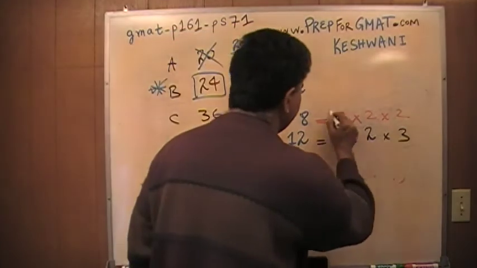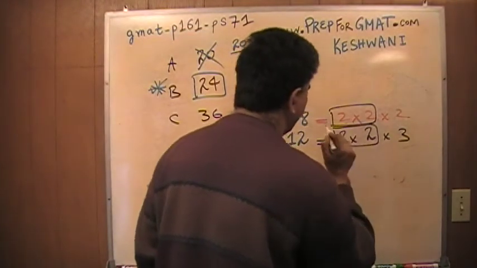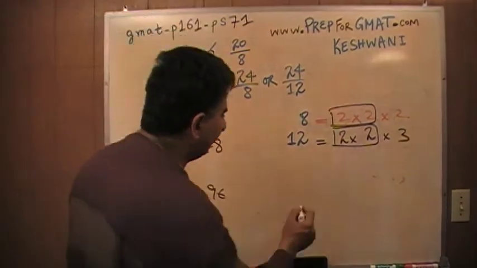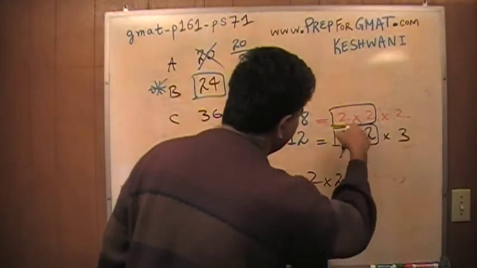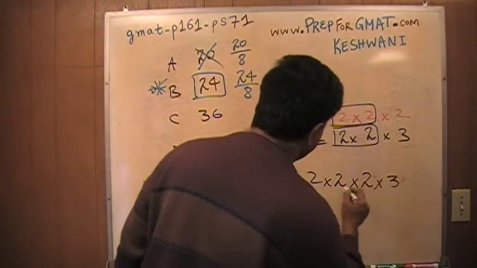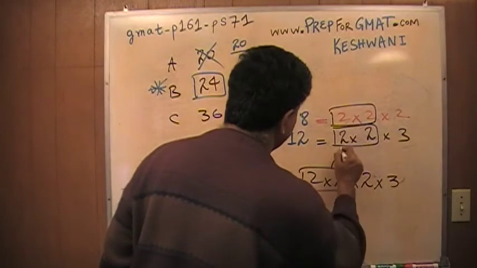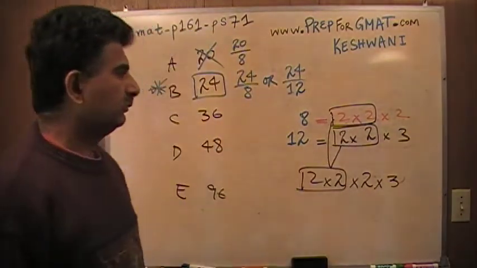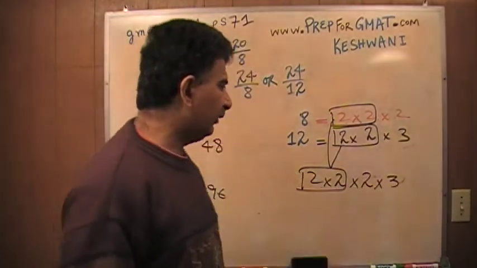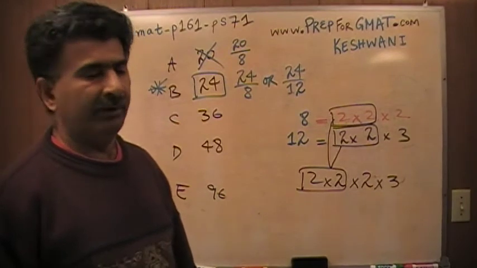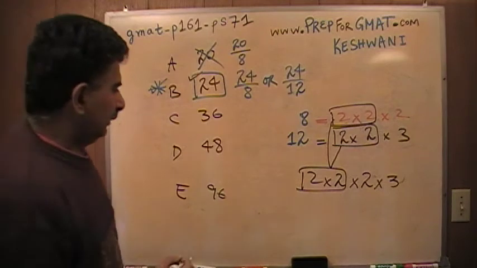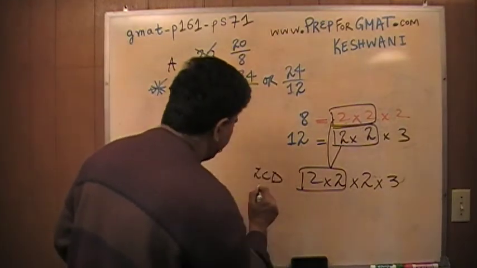As you can see, these are common. I don't have to count them twice. These are common, 2 times 2. So what I need is 2 times 2, which takes care of these two parts, and then this 2, and that 3. This group takes care of both of these. So 2 times 2 is 4, 4 times 2 is 8, 8 times 3 is 24. 24 is the least common denominator. There we go, we found it here. Least common denominator.